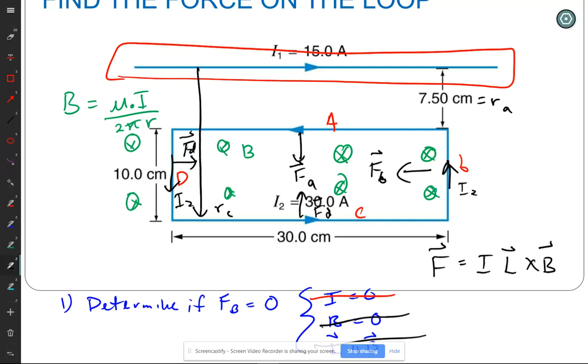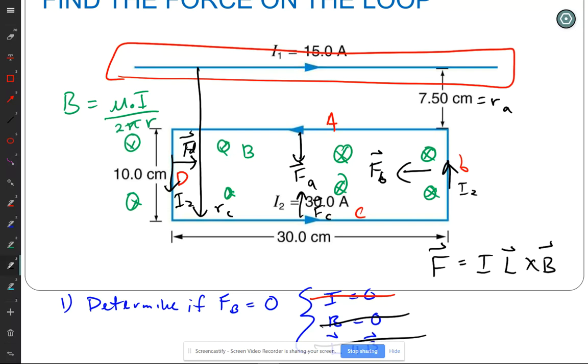We had force D and force B, I said, added up to 0. Does that mean force A and force C add up to 0? What say ye? Well, they have the same current and distance. So yeah, sure.